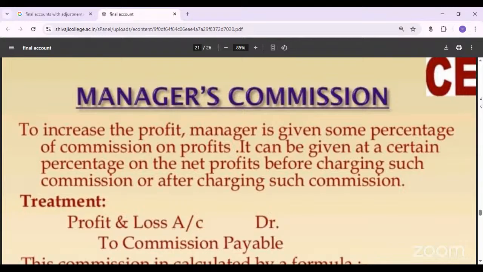To increase the profits, the manager is given some percentage of commission on profits because he is managing the entire organization. He will not get it as a salary, but he will get a commission or remuneration out of the profits. Maybe a percentage will be decided by the organization, 2%, 3%, or 1%, depending upon the type and depending upon their articles of association. The manager's remuneration or the commission will be fixed.